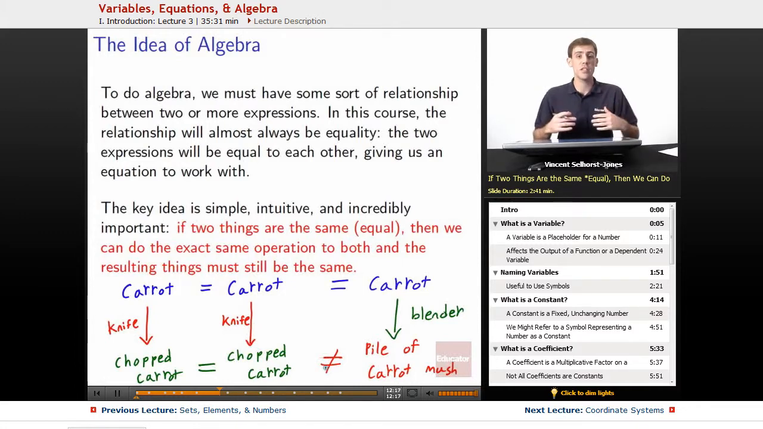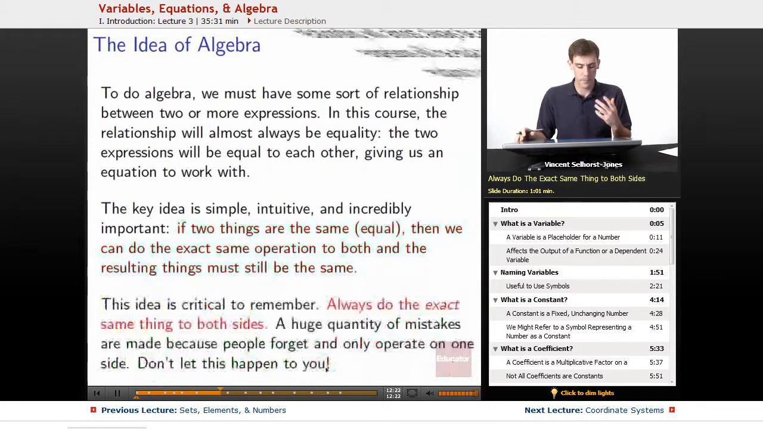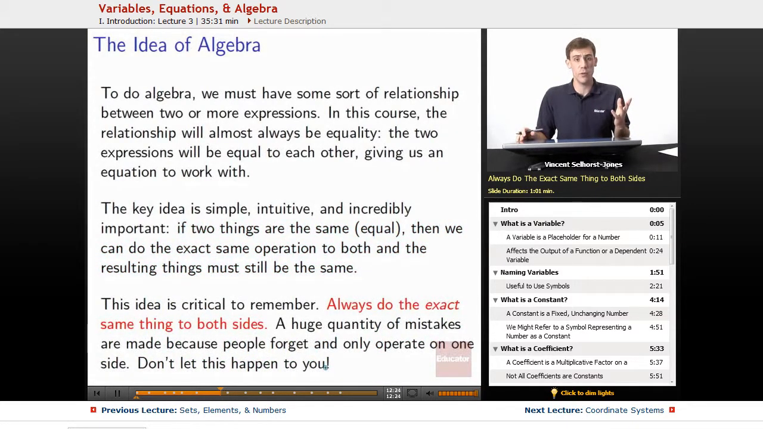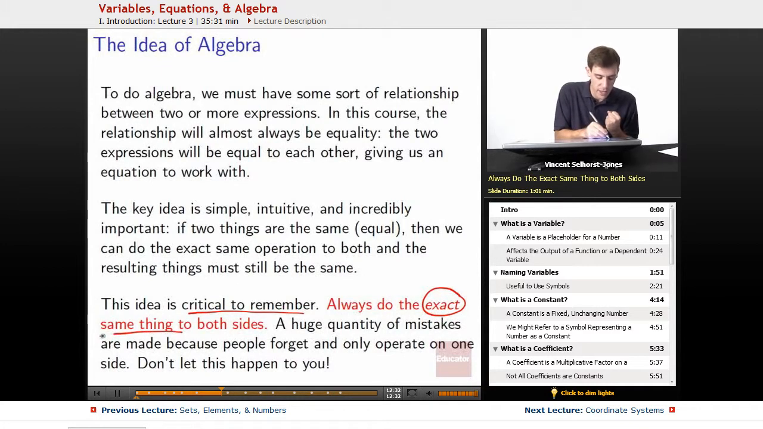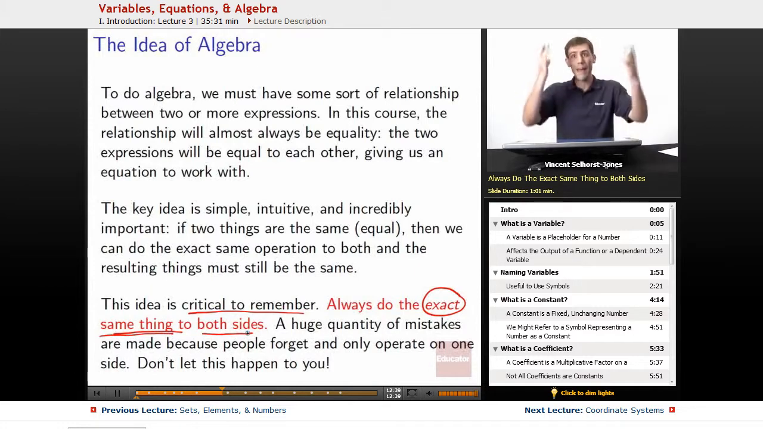Doing algebra is based around this idea of doing the same thing to both sides. Now, of course, you've seen this idea before, but it's absolutely critical to remember. You have to remember this fact. Always do the exact same thing to both sides. If you don't do the exact same thing to both sides, you're not doing algebra anymore. You're just making fantasies up, right? You have to do the same thing.